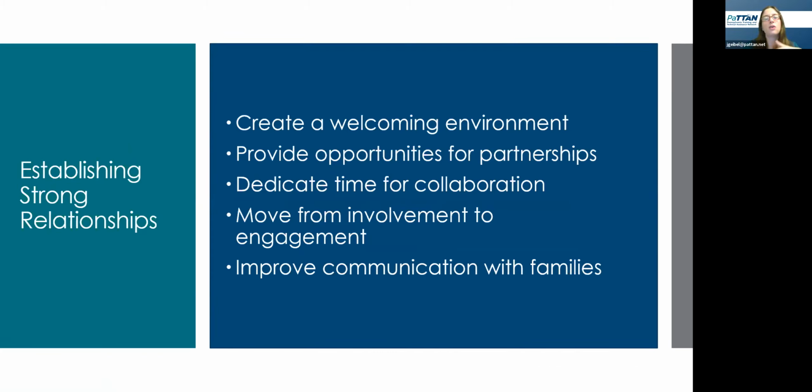We move from involvement to engagement. So what's the difference? Well, involvement implies that someone is there, they're checking a box, but they might not actually be engaged in the activity that's happening. So we want families to be engaged. And probably number one in my book is improve communication with families. In order to have a good relationship, we have to communicate with families in a way that works for them. And we'll talk later about how flexibility in communication is really important because not all our families will talk to us in the same way.